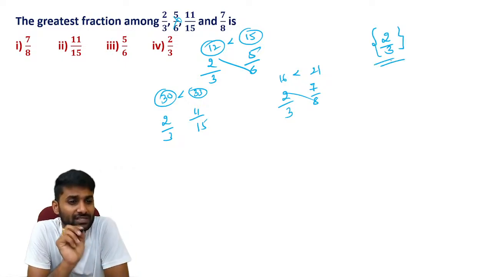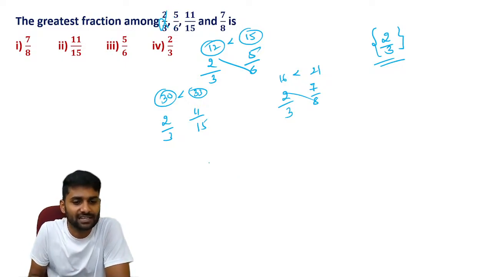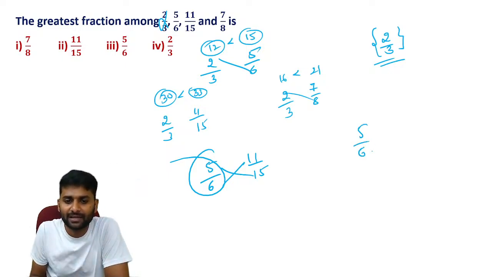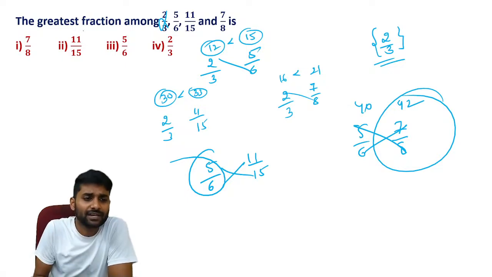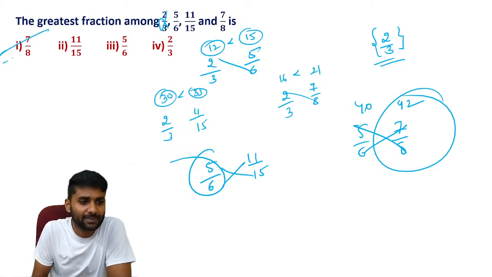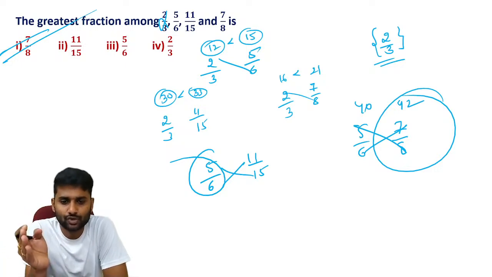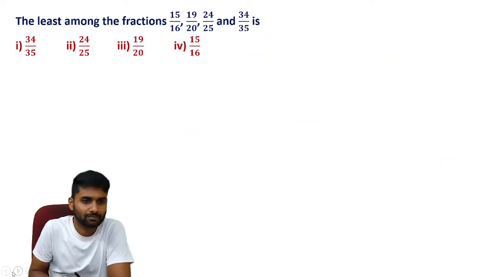But here the question is, what is the greatest fraction? Guys, if it is the greatest fraction, definitely 2 by 3 is not the right answer. Let's find it. 5 by 6 and 11 by 15: if you cross multiply, definitely 5 by 6 is more than 11 by 15. Again, 5 by 6 and 7 by 8: this is 40, this is 42. Now 7 by 8 is more than 5 by 6. So the greatest among all the fractions is 7 by 8. If the question is related to the smallest one, the answer is 2 by 3. The greatest one is 7 by 8. According to the question, choose your answer.